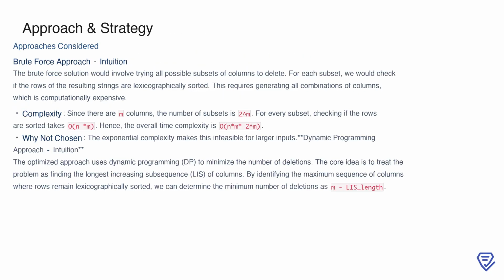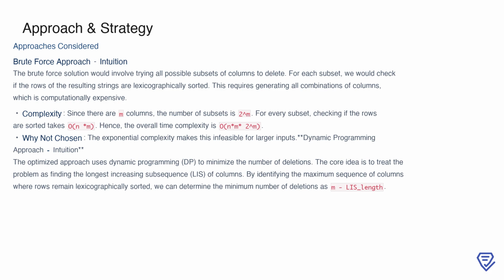To solve this problem, we first considered a brute force approach. The intuition behind this method is straightforward: generate all possible subsets of columns, delete each subset, and then check if the rows in the resulting strings remain lexicographically sorted. However, this approach is computationally expensive. Since there are m columns, the number of subsets is 2 to the power of m, and for each subset, verifying if the rows are sorted takes O(n*m) time. This leads to an overall time complexity of O(n * m * 2^m), which is impractical for larger inputs. Therefore, we discarded this method in favor of a more efficient solution.